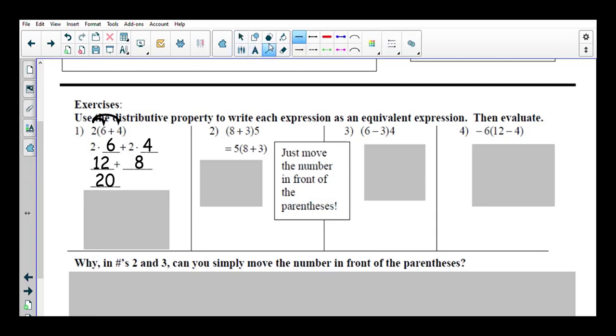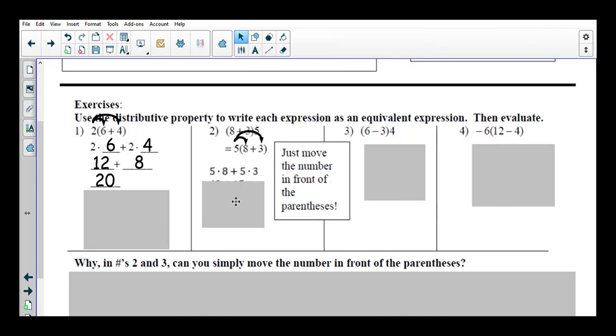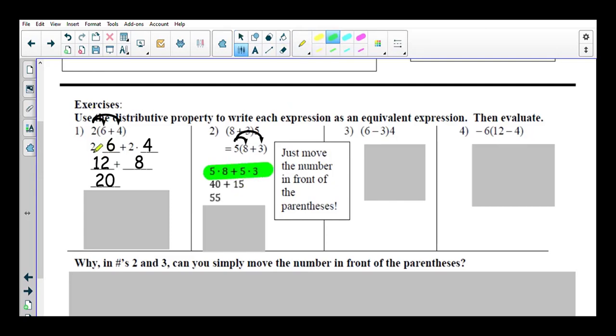So in problem number 2, I'm going to distribute the 5 into the parentheses. I'm going to take 5 times 8, and I'm going to take 5 times 3. So I'm going to write it as 5 times 8 plus 5 times 3. 5 times 8 is 40, 5 times 3 is 15, and 40 plus 15 is 55. The answer itself is less important than the step I'm going to highlight in green. This step shows that you know how to use the distributive property.